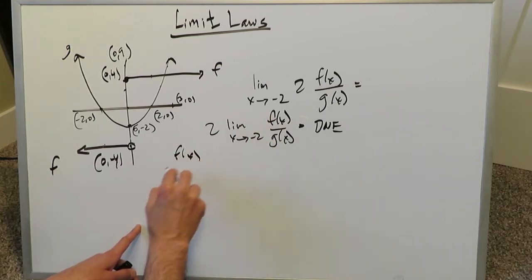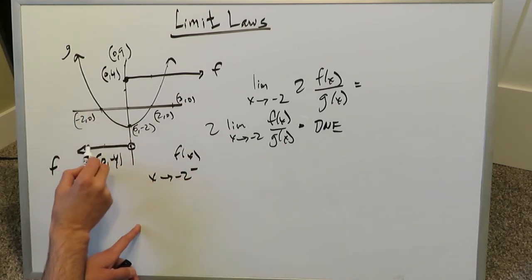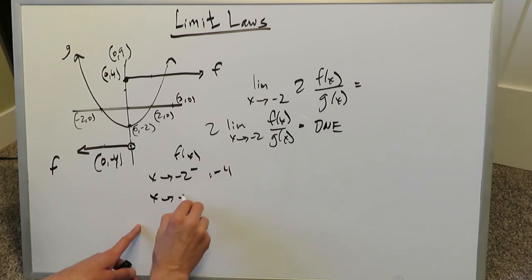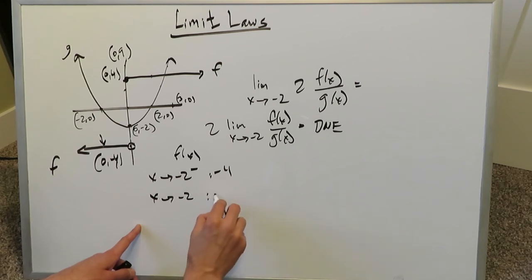For f of x, when you're looking at x approaches minus 2 from the left, you're looking at this part, minus 2 from the left, you're getting a value of minus 4. And as x approaches minus 2, we're looking right at this point, from the left and from the right, you're getting a minus 4.